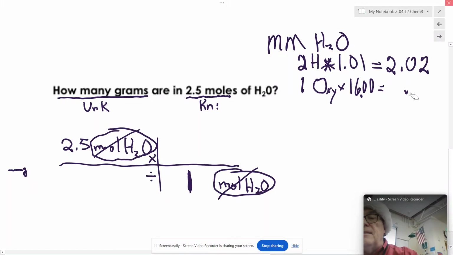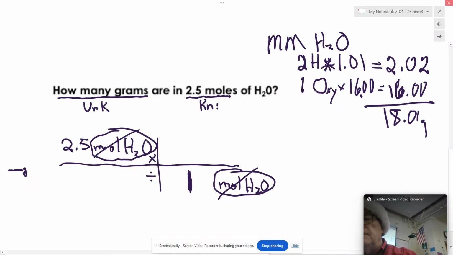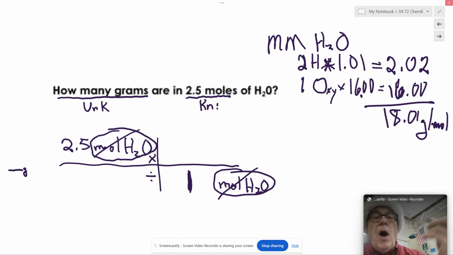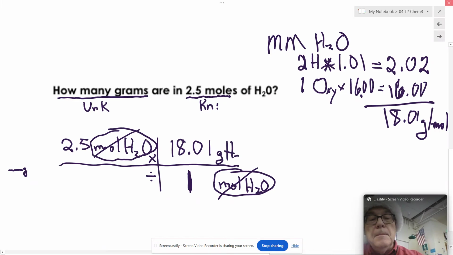I got ahead of myself. 16.00 for a total of 18.01 grams per mole. 18.01 grams. So 1 mole is the same as 18.01 grams of water.